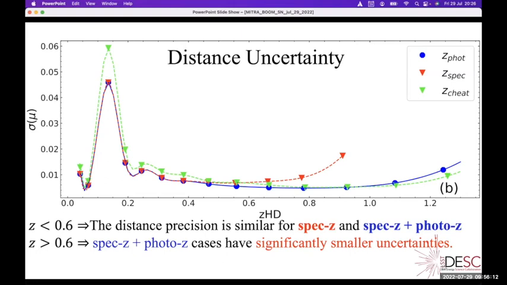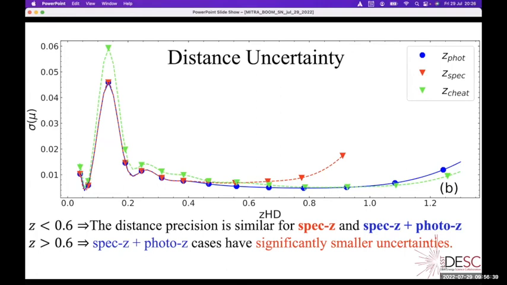Raul, you can go ahead and unmute and ask your question. Thanks. Can you say once more what Z-cheat is supposed to be? Is this just using the correct redshift? Right, Z-cheat is basically using the true redshift, Z true. So it's the maximum amount of improvement that you can expect.